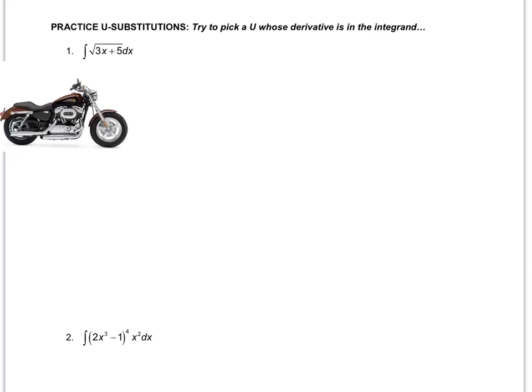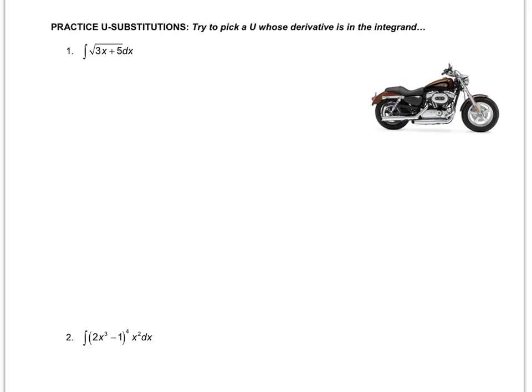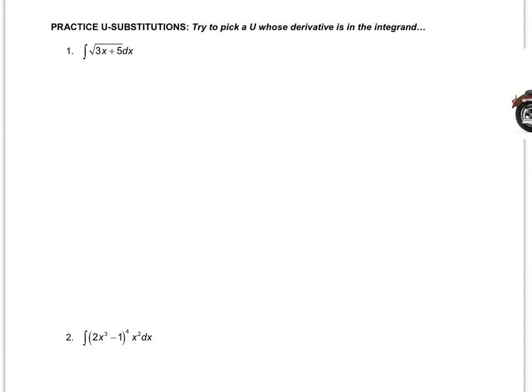Hands down, the most challenging part of U substitutions is deciding what a good U is going to be for the problem. So at first, I'm going to give you recommendations at the beginning, and then once you start to get the hang of it, you'll see what you should pick for your U. But the idea is you always want to pick a U whose derivative is also in the integrand. Okay? And I'm going to start you off. We're going to write out this original integrand. Instead of using a radical, we're going to use an exponent of 1/2.